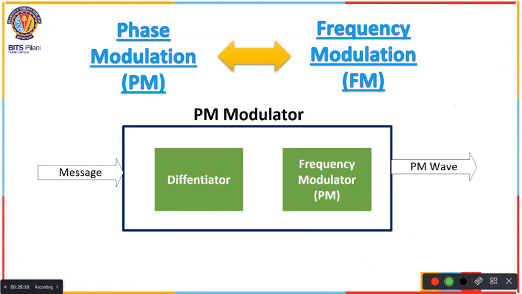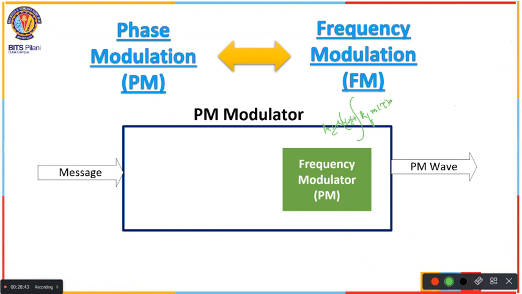What I am trying to tell you is that what you want is the phase modulator, and what is given is a frequency modulator. What is the equation for this frequency modulator? A_c cos of omega_c t plus integration of k_f into m of tau d tau. What you require here is A_c cos of omega_c t plus some constant k_p into m of t. This is phase modulation, which is required.